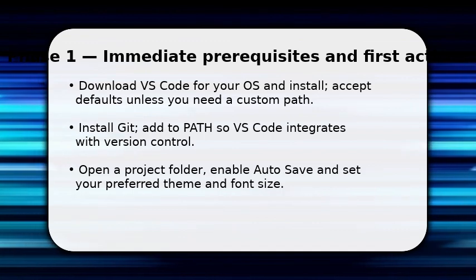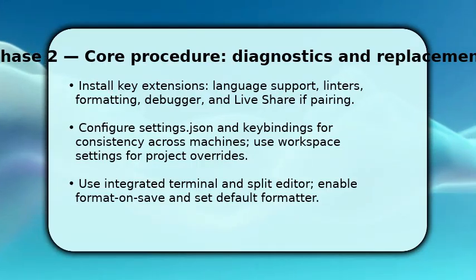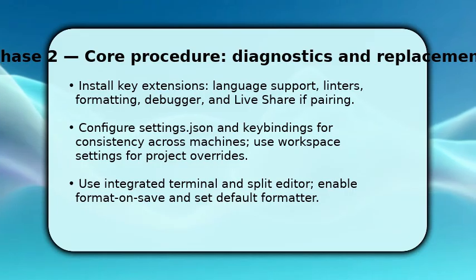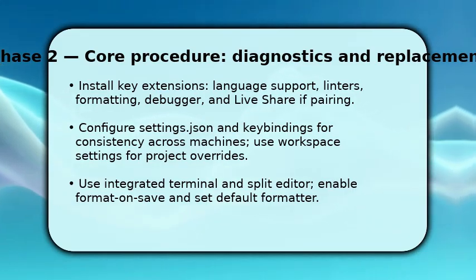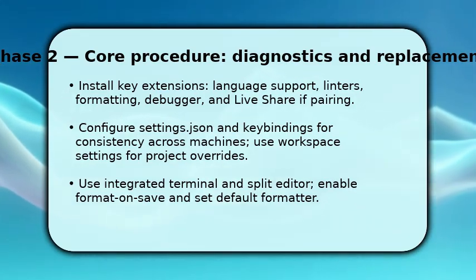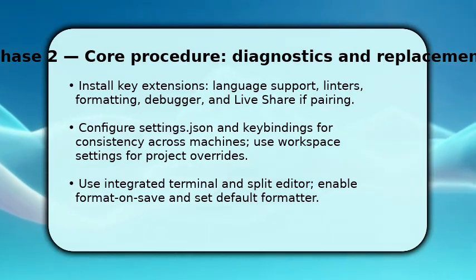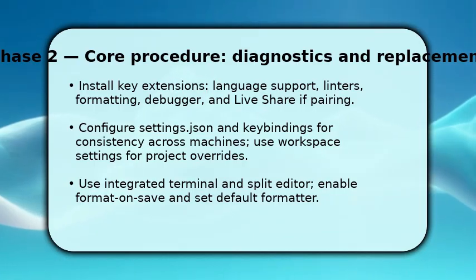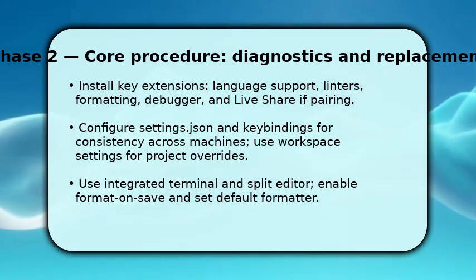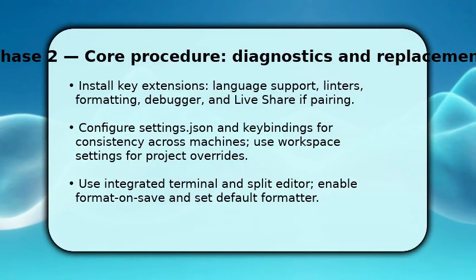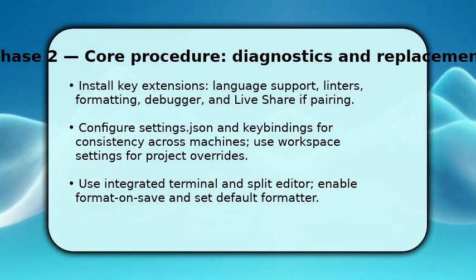Now focus on extensions and editor behavior so you work faster. You should install linters and a formatter, then configure Format on Save for consistent code style across the team. Open the integrated terminal and learn split editors so you can compare files or edit tests and implementations simultaneously. Once set, adjust settings, JSON and key bindings to match your shortcuts, and use workspace settings when a repo needs specific rules. This reduces context switch.